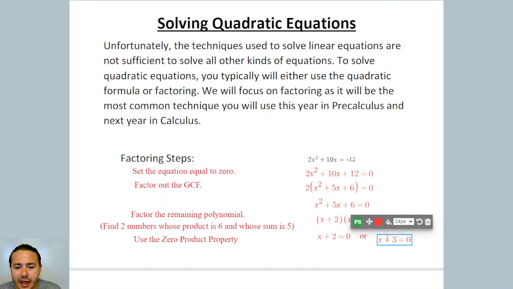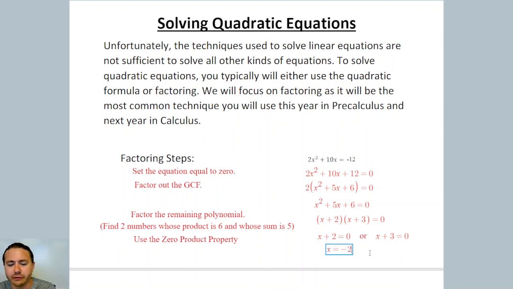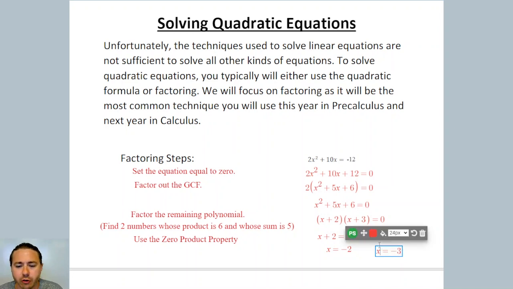Now once you split that up, we're just dealing with linear equations like we did before, and you can just use those properties of equality, those inverse operations, to solve. If we subtract 2 from both sides here, we get x equals -2, or we get x equals -3. So we get two solutions here for a quadratic, and the maximum number of unique solutions you will get in a quadratic is 2.